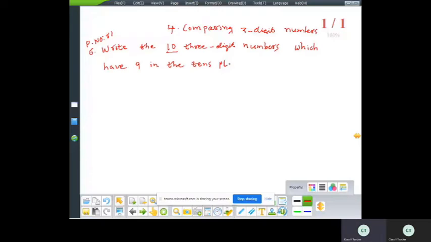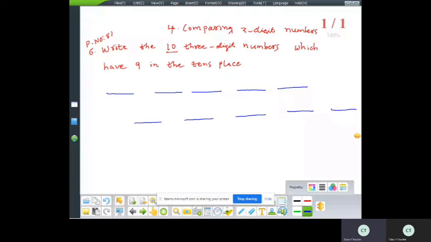Okay, dear children, listen carefully. We want 10 numbers. The 10 numbers found with 3 digits. Your condition is the digit 9 in the 10th place. We want 10 3-digit numbers. 1, 2, 3, 4, 5, 6, 7, 8, 9, 10. Yes.